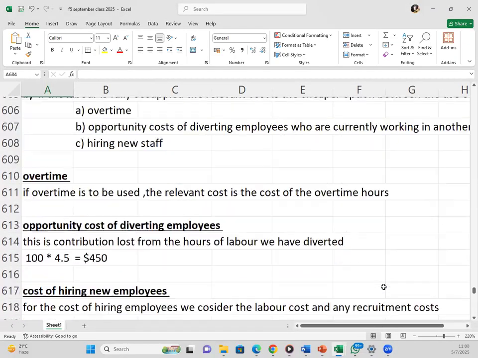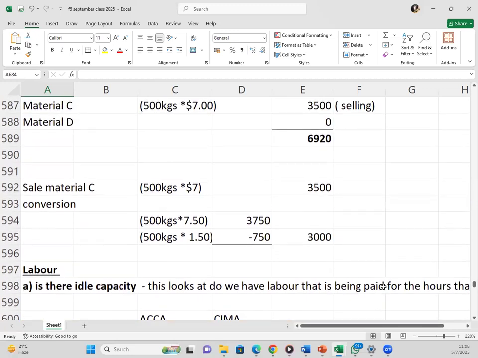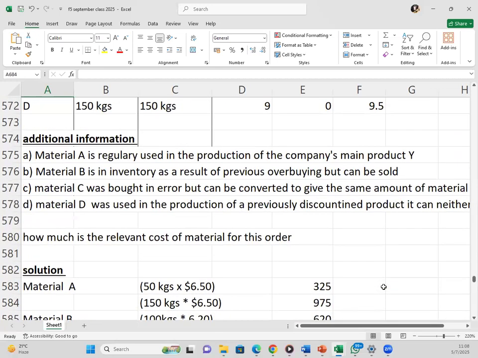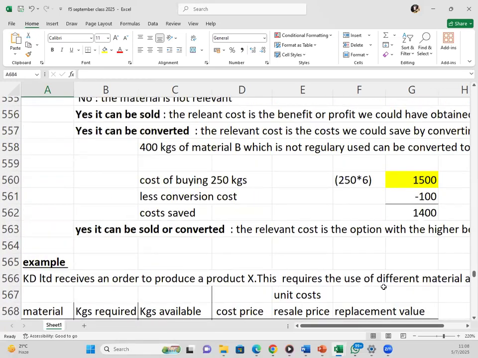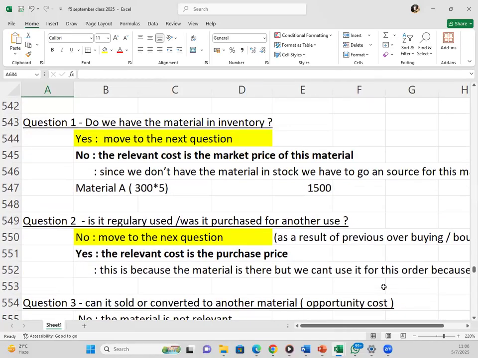For relevant cost, we did mention that for a cost to be relevant, it must be a future cost. It must result in an outflow of cash. So for it to be a relevant cost, it must result in us losing money. It must result in an outflow of cash.